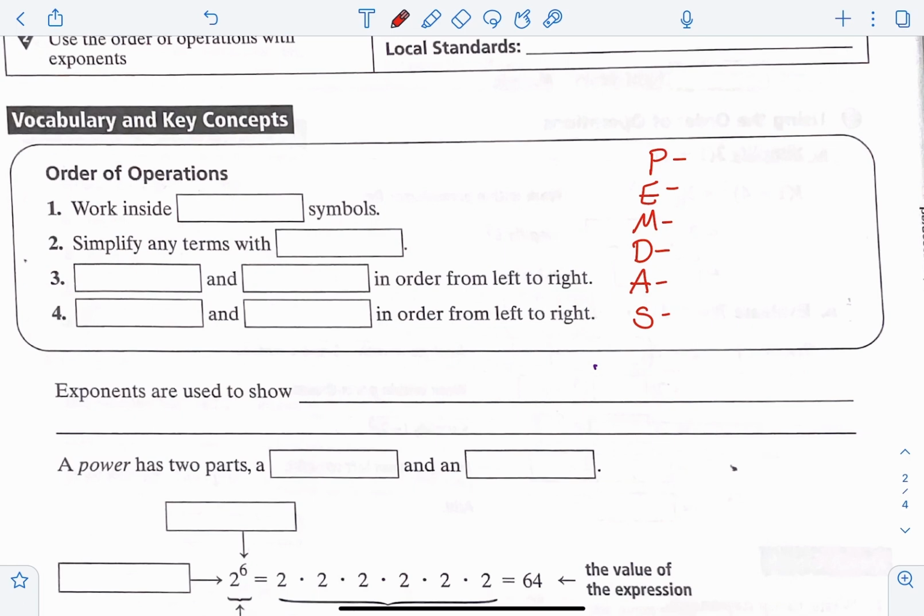So the first thing that they have is work inside grouping symbols, which means parentheses or brackets or anything like that. So this first P is also parentheses. Then the second step is to simplify any terms with exponents. So that E on this side is exponents.